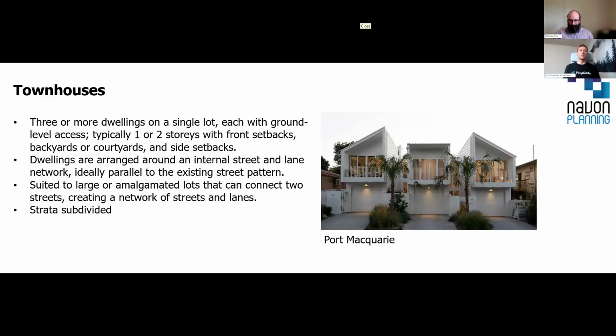Townhouses, I guess the real definition is really multi-dwelling housing, but we know them as townhouses, where they kind of look like this, and they can be strata subdivided townhouses.